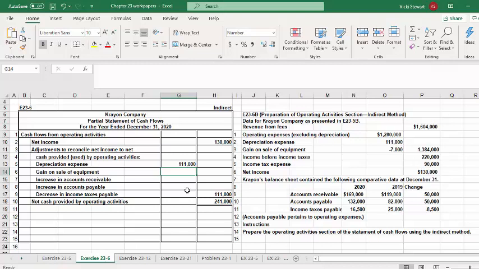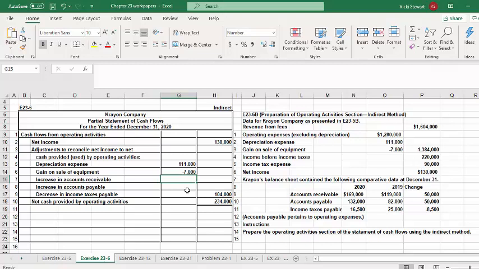of $7,000. The gain on the equipment was actually cash received, but we deduct that in the operating activities section from net income because we report all of the proceeds for the sale of the equipment in the investing section. So that is all of the adjustments that we would make from the income statement to net income. So now we're going to look at the adjustments that we need to make for the change in the three accounts for the comparative balance sheet.